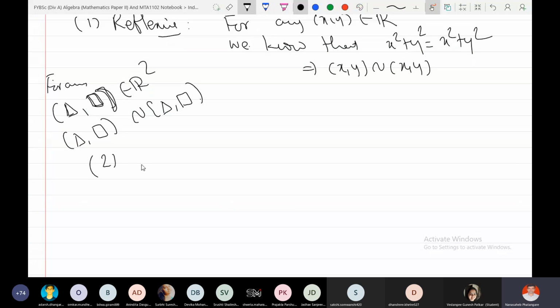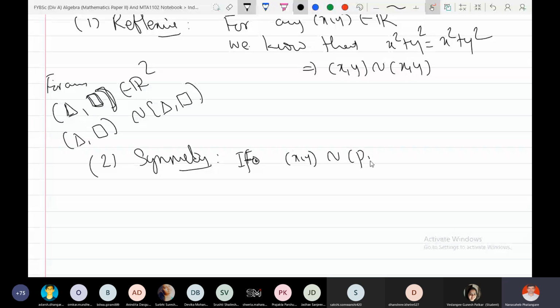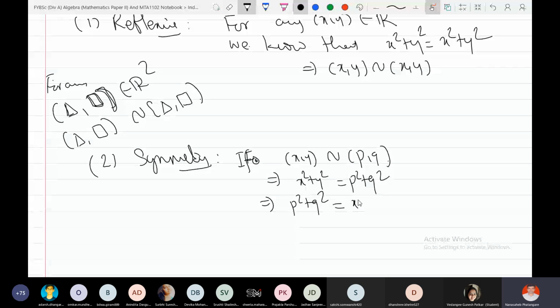Second thing, if you want to check symmetry, what I should check is: if (x, y) is related to (p, q), then what happens? x square plus y square is equal to p square plus q square. But this is the same as p square plus q square is equal to x square plus y square. That means (p, q) is related to (x, y).